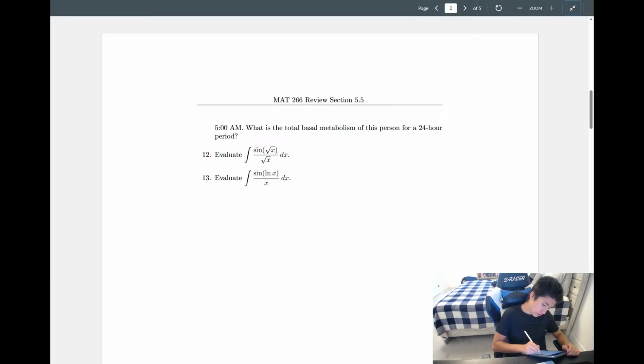To square root of x dx. Right. Oh, perfect. So we get, so if we multiply by 2, we get 2 du. Very good. And is it 2? Yeah, it's 2.